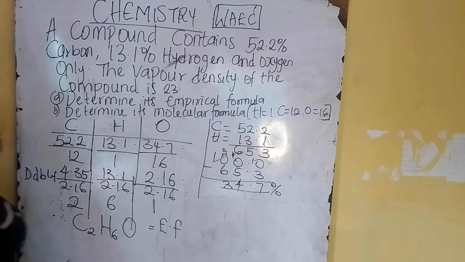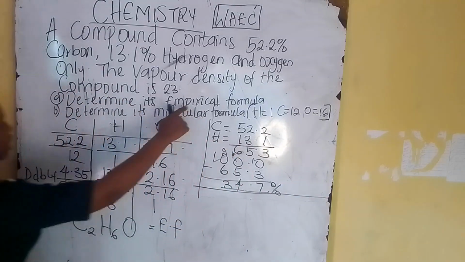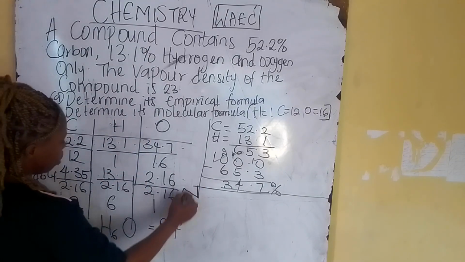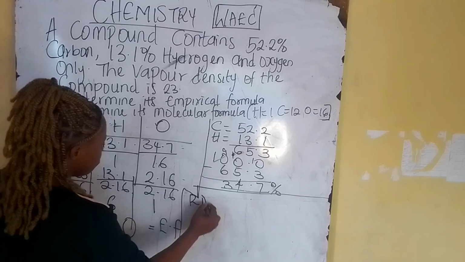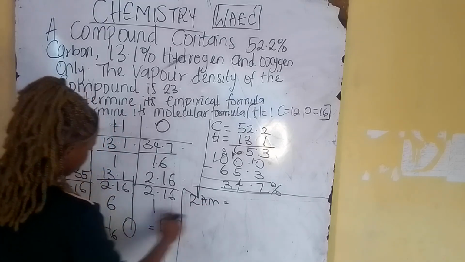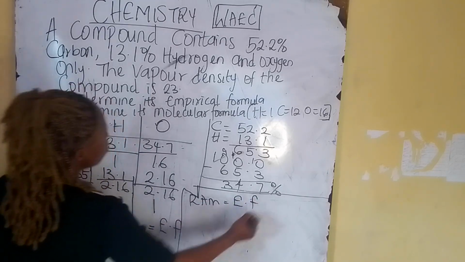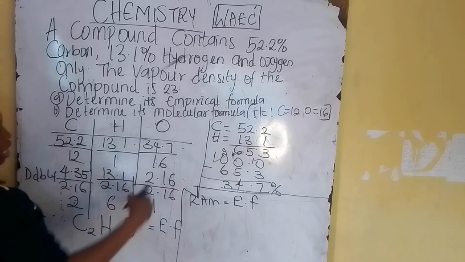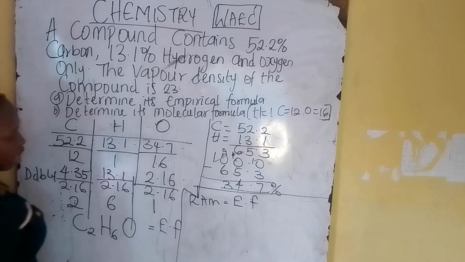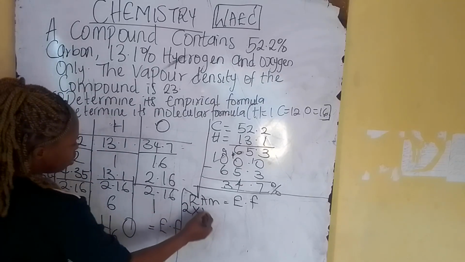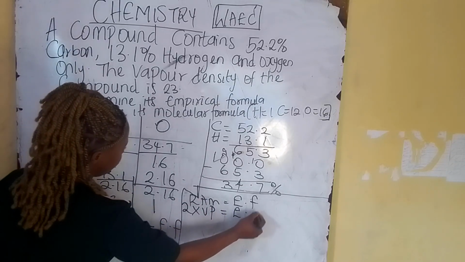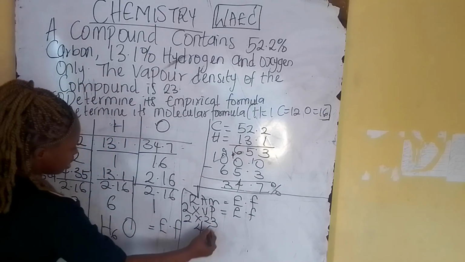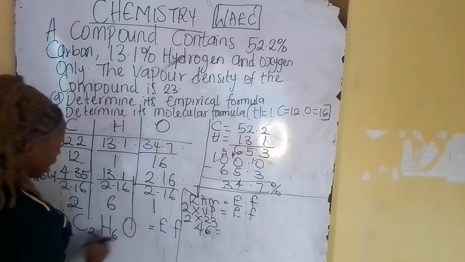For us to determine the molecular formula, because the question says we should find the empirical formula, which we've done here. The molecular formula, what do we do about the molecular formula? The RAM is equal to whatever formula is equal to the empirical formula. Now in this question, the vapor density of the compound is 23. How do we convert vapor density to RAM? So we multiply 2 by the vapor density, which is equal to the empirical formula. So 2 times 23, you're going to have 46.